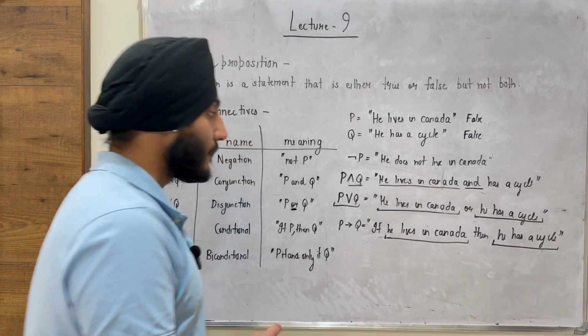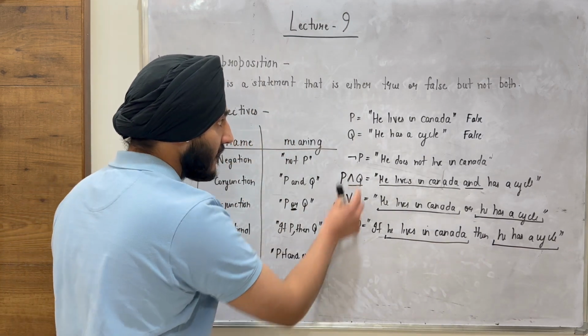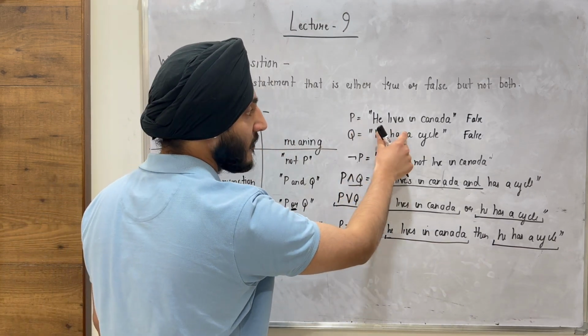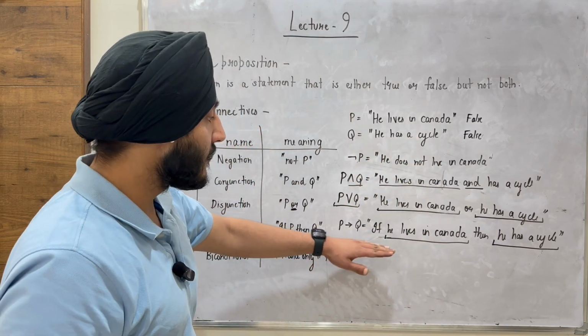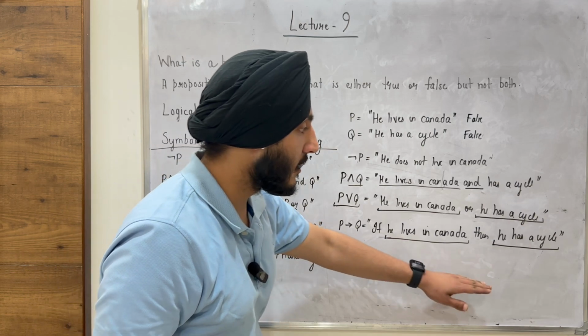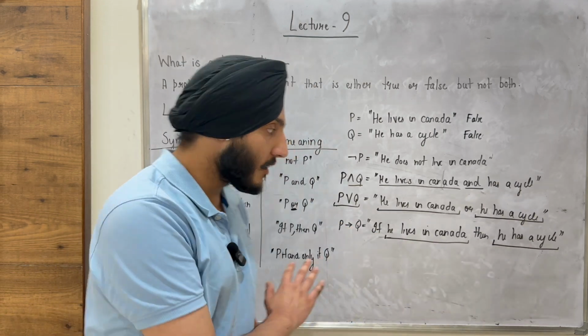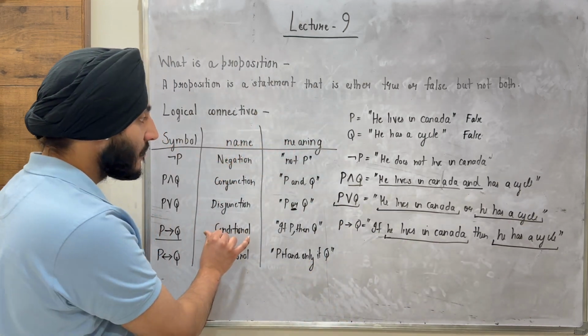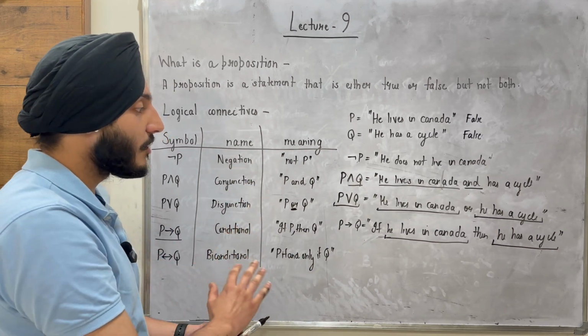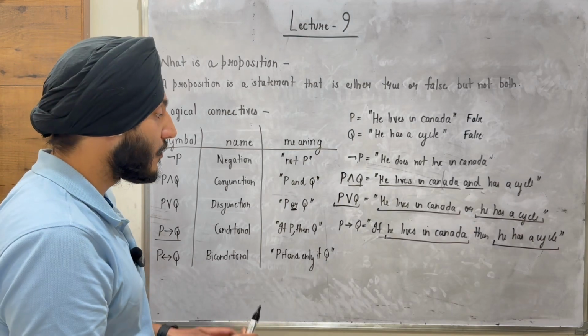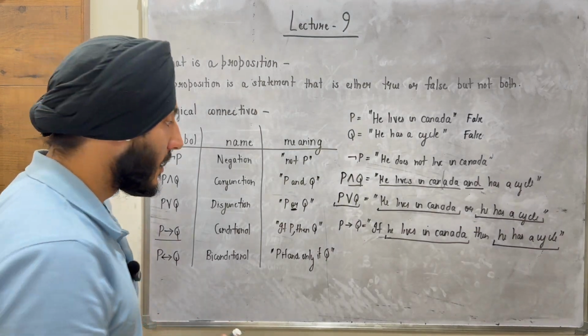Okay. So I form the sentence again. In this case, when the proposition P is he lives in Canada and Q is he has a cycle, P implies Q would simply be if he lives in Canada, then he has a cycle. Now let's try to understand what this conditional statement means. This is a bit tricky to understand as compared to the first three, but it's going to be super easy. It's not going to be that complicated, to be honest.